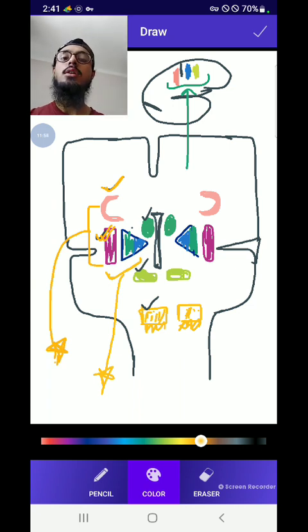Guys, you must watch this video and remember the structures. In a future video I will explain the direct and indirect pathways related to starting the movement, stopping the movement, and modulating the movement. So this is all about the basal ganglia.